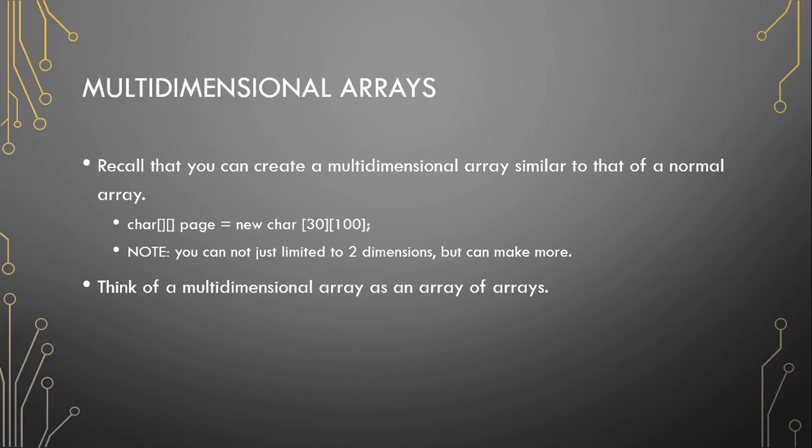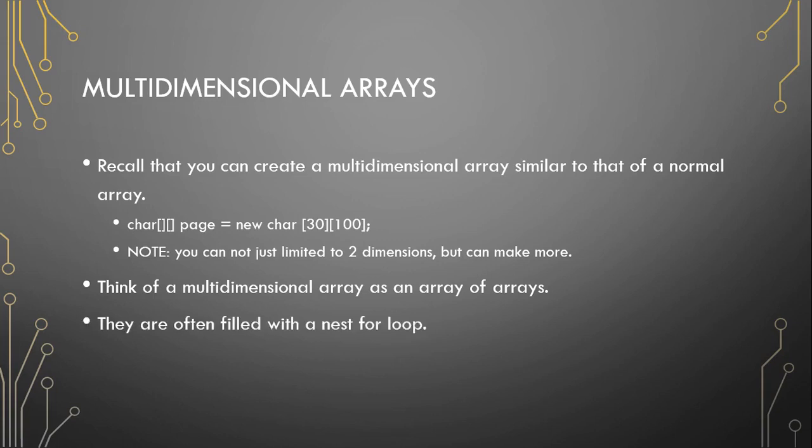The easy way to think about this is that a multidimensional array is an array of arrays. You look at one array element, and inside that one element there's going to be another array. We had a good visual example back in Programming 1 of how this works.